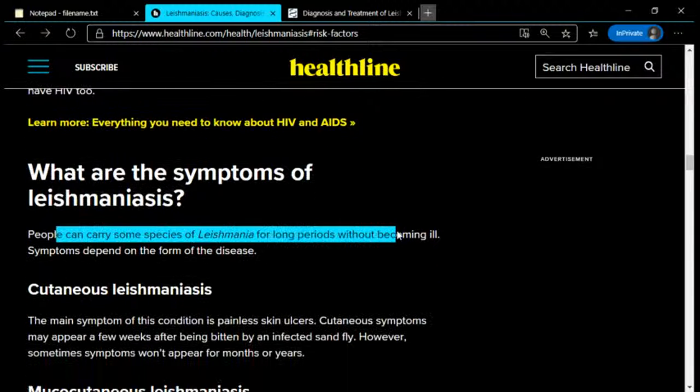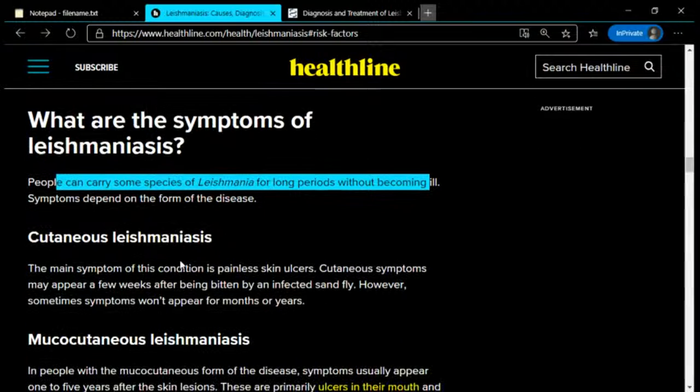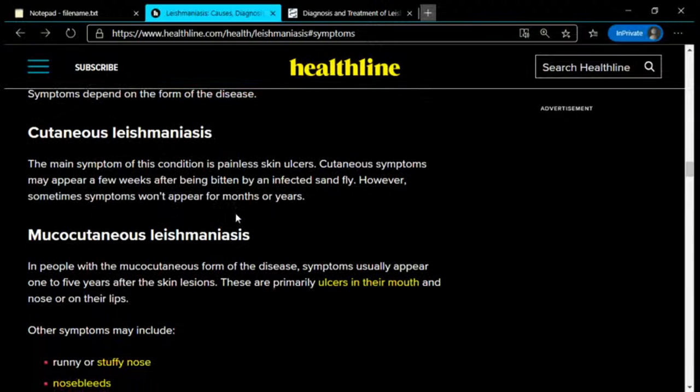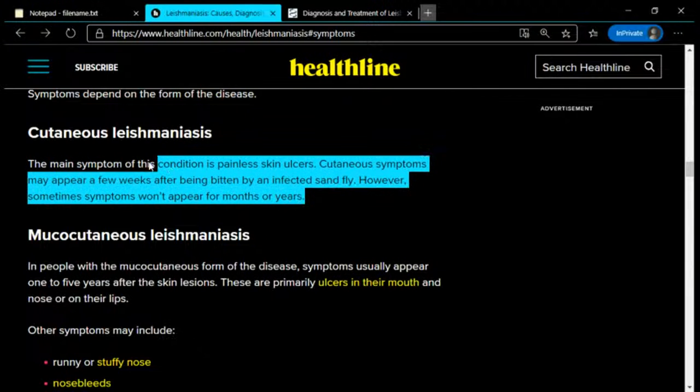Symptoms of leishmania. Without becoming ill, symptoms depend on the form of disease. Cutaneous leishmania: skin ulcers appear. Then mucocutaneous leishmania. These are all about leishmania.